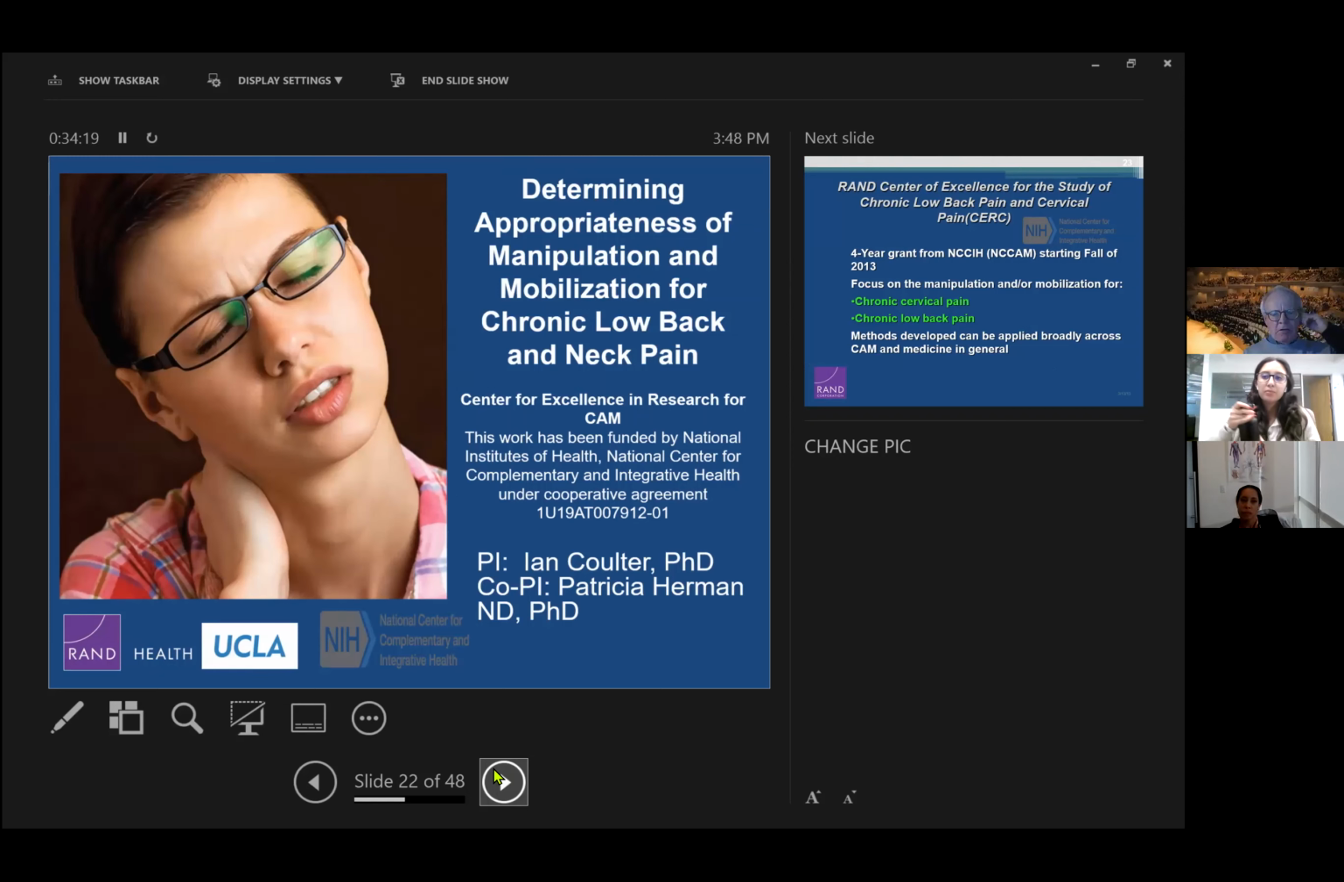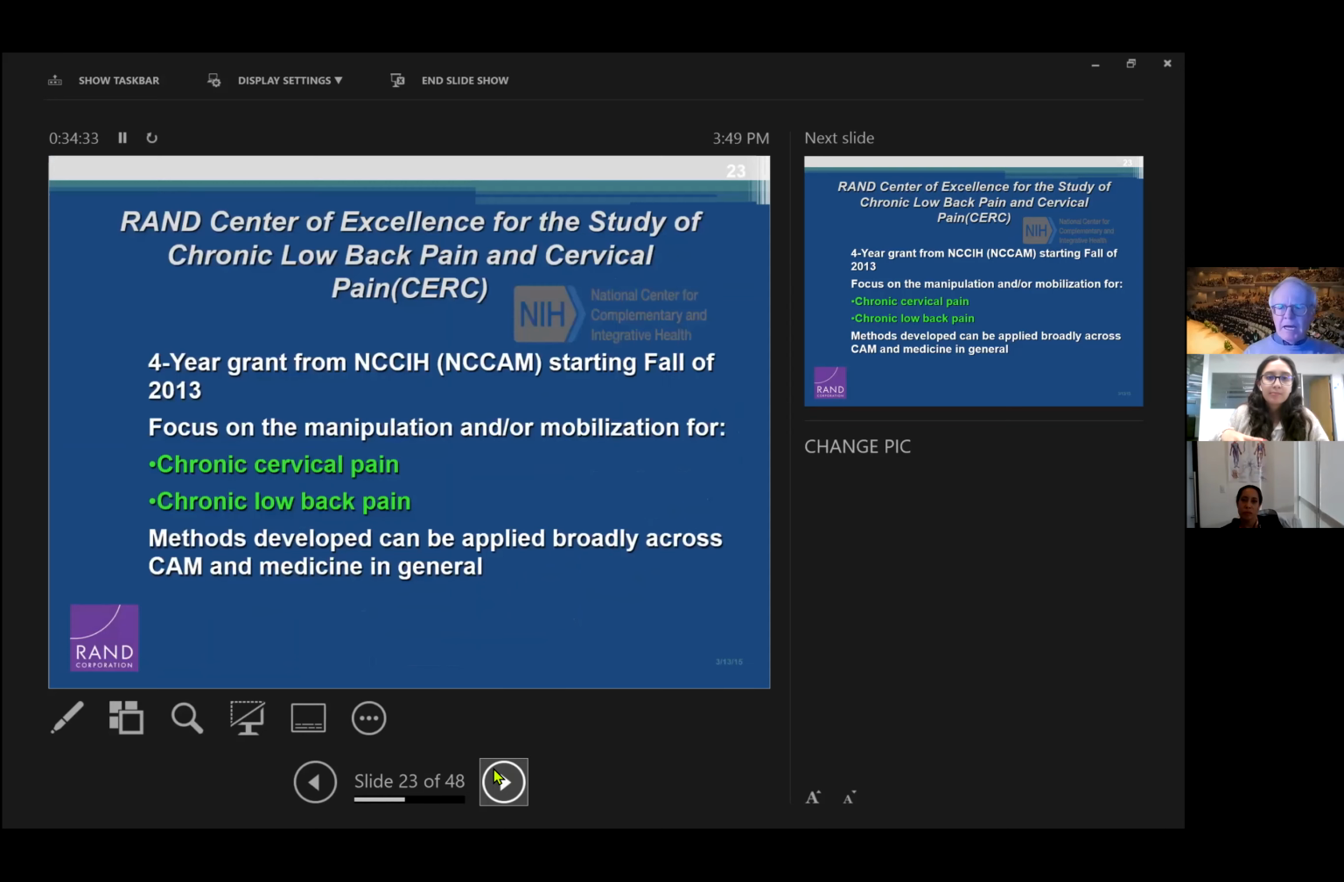We did acute low back pain and neck pain, I think 20 years ago. We couldn't say anything about chronic back pain then. There was just no literature. And of course, neck pain with manipulation has always been a major concern. But this project was funded by NIH, as you saw there.